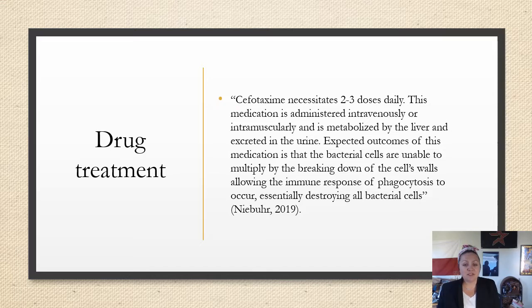Expected outcomes of this medication are that the bacterial cells are unable to multiply by the breaking down of the cell walls, allowing the immune response of phagocytosis to occur, essentially destroying bacterial cells. An important note to remember is that calcium infusions should not be given to a patient within 48 hours of ceftriaxone infusions. In rare occurrences, this medication can cause seizures.